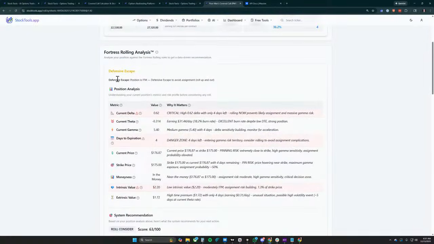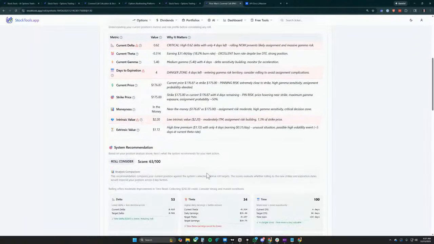And then what I'm doing here is looking at all the individual Greeks and trying to see what's high risk. Critical high, where it's 0.62 delta with only 4 days left. Rolling now prevents likely assignment and massive gamma risk. Going through the theta per day, we're burning 18% in theta decay every day, so that's actually pretty good, an excellent burn rate. Then days to expiration and your current price, near the money, in the money. Assignment risk is moderate, high gamma sensitivity, low intrinsic value, moderately in the money.